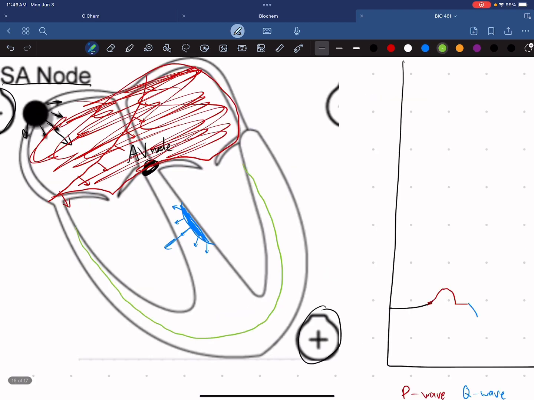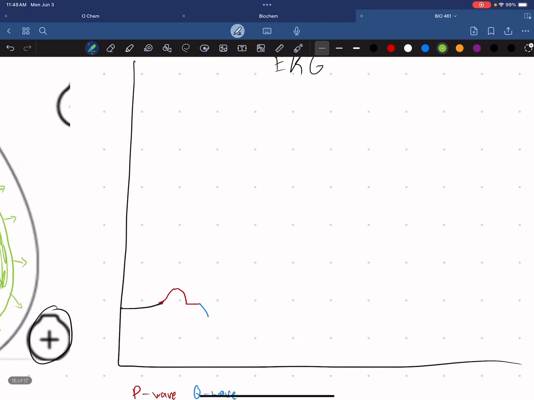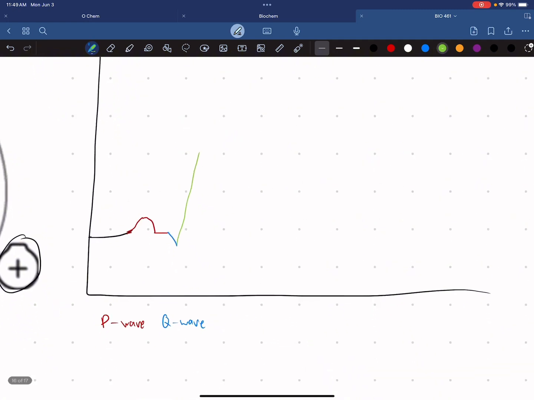Okay, so after this depolarization has taken over the entire septum, and moving into the ventricles, we have all of these vectors showing the movement of electrical field. If we take the average, it will be going this way, down from negative to positive, which will show this here on the graph, and this will be our R wave.